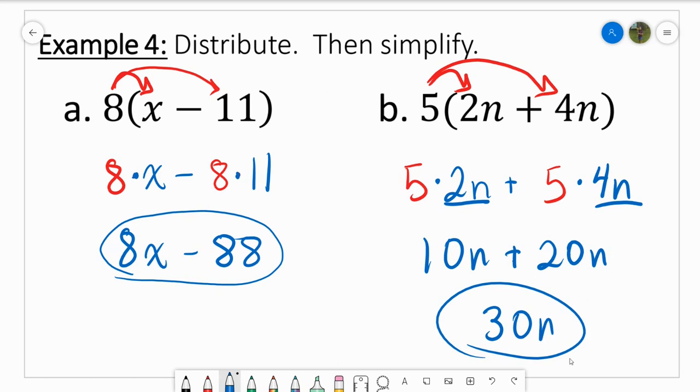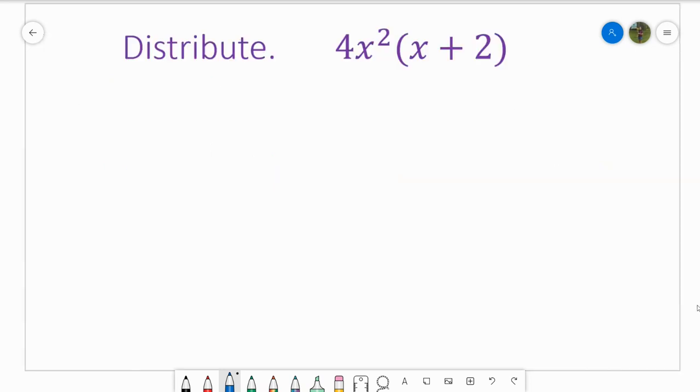So this time we actually can go one more step and we get 30n. All right, so what if we have an expression that looks like this? This time it doesn't tell us to distribute a 4 or a 5. We have to distribute this ugly thing, this 4x squared. So we're going to go ahead and distribute that 4x squared, and it's really not going to be too much different. I'll distribute in red again.